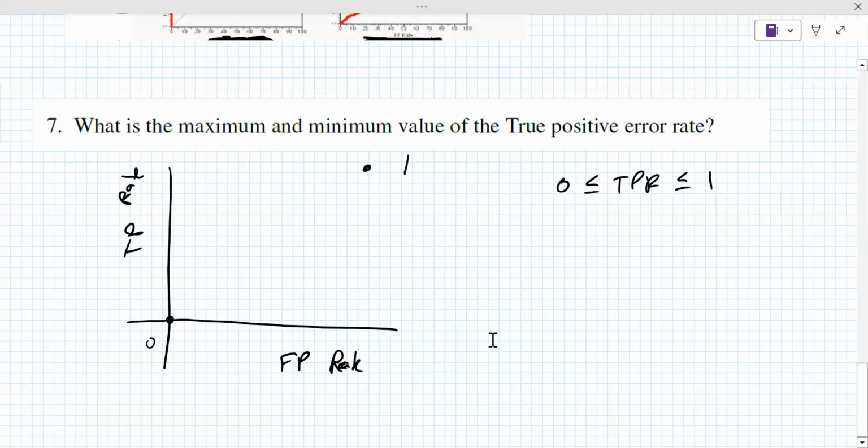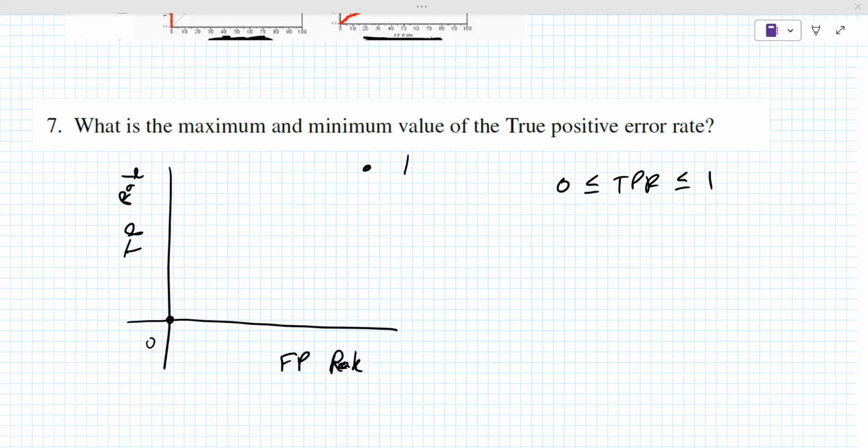I suppose they could ask you a question where they say, which of the following is not a possible value of a true positive rate? That's the kind of way that they ask these things. Got that in your notes. All right, number 8.